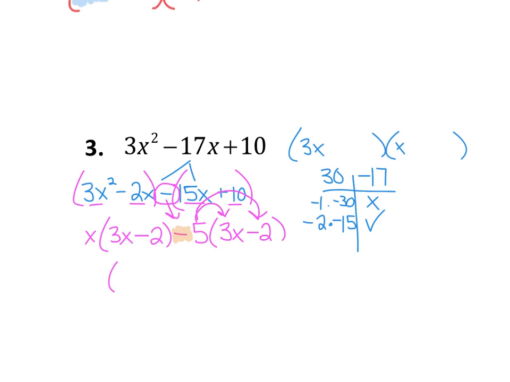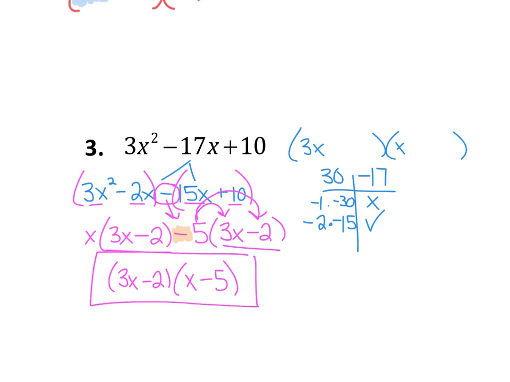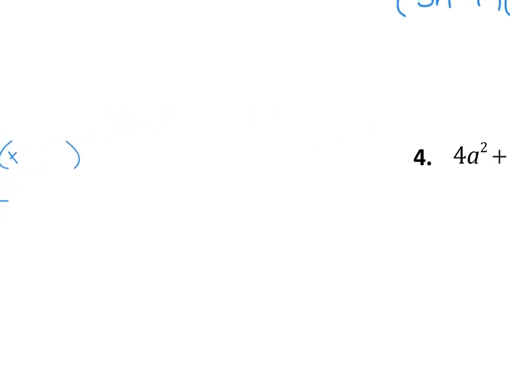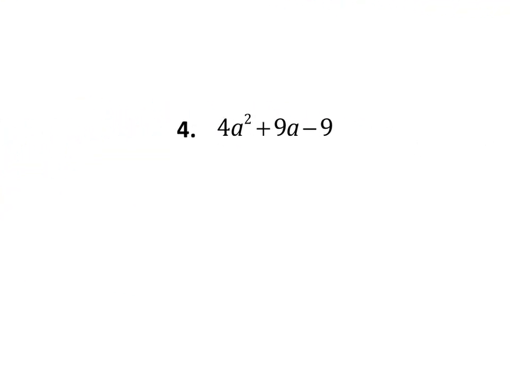All right, so now we're done factoring. 3x minus 2 is the GCF that this and this have in common, both terms. You are left with x minus 5 once you take out that GCF. All right, I would like you to try number 4 on your own.